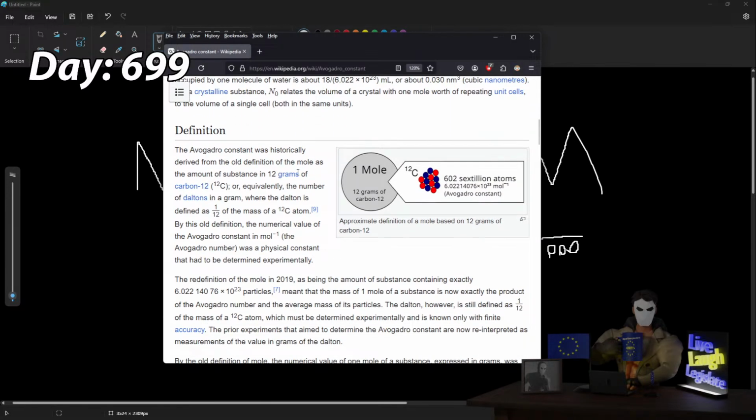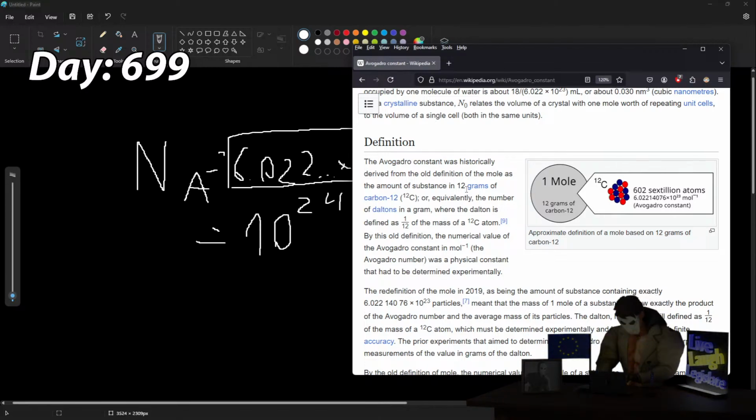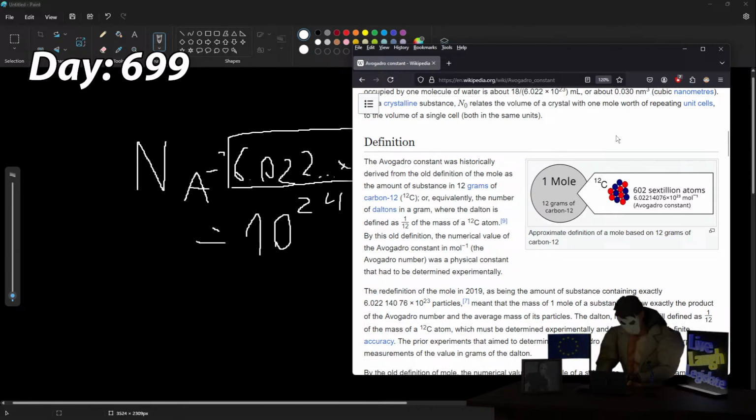Derived from the old definition of the mole as the amount of substance in 12 grams of carbon-12. That is out of nowhere. It could have been carbon-11 in 11 grams. It could have been 1 gram of hydrogen. It could have been 7 grams of oxygen-9, if you want, I don't know. 20 grams of silver. It could have been anything. There is no specific reason. There's nothing extremely unique about carbon. Even though you have this nice configuration, it doesn't really give you much.